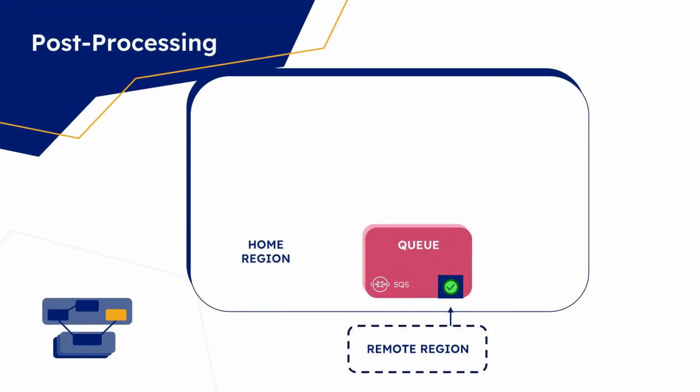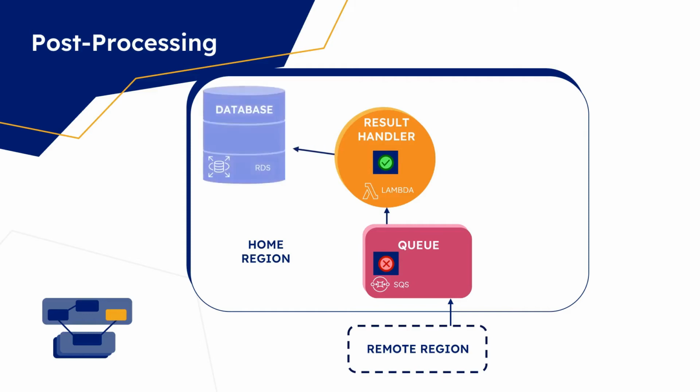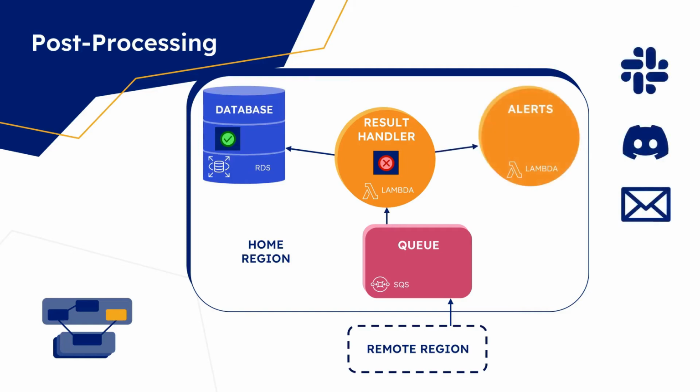Back in the home region again, the test results are received in a queue. They are processed from the queue by a Lambda function we refer to as test result handler. Regardless of whether the test passed or failed, result handler writes the results to the database. However, when it first examines the results for whether the test passed or not, if it finds that the test failed, it immediately invokes another Lambda, which handles alerting.